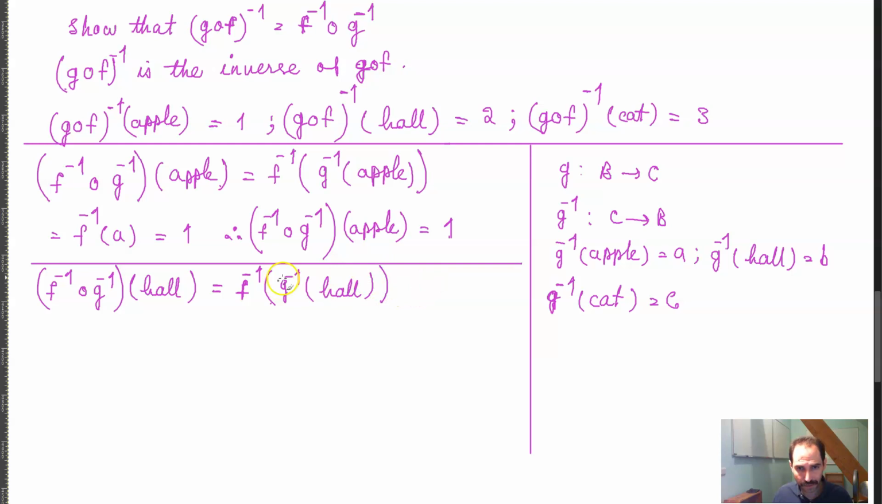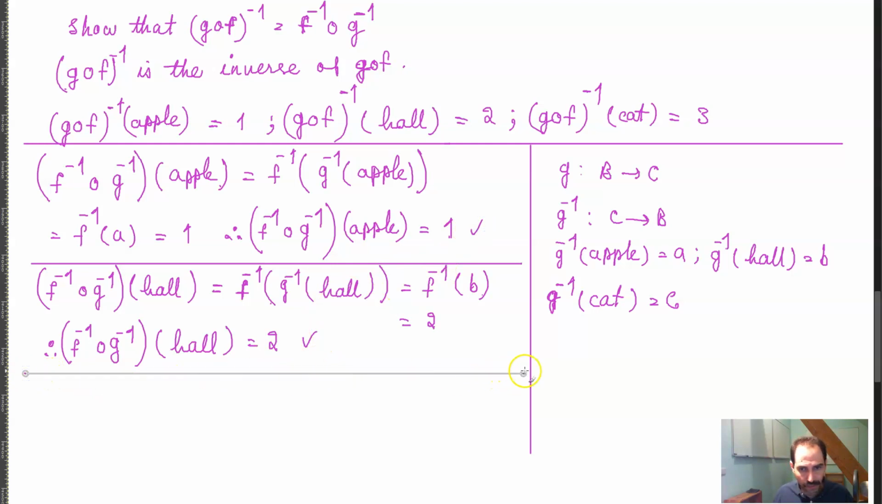And that is equal to G inverse of ball is equal to B. So that is F inverse of B. Now F inverse of B is equal to 2, which means that F inverse composed with G inverse of ball is equal to 2. And as you can see, GOF inverse of ball is equal to 2 as well, right?